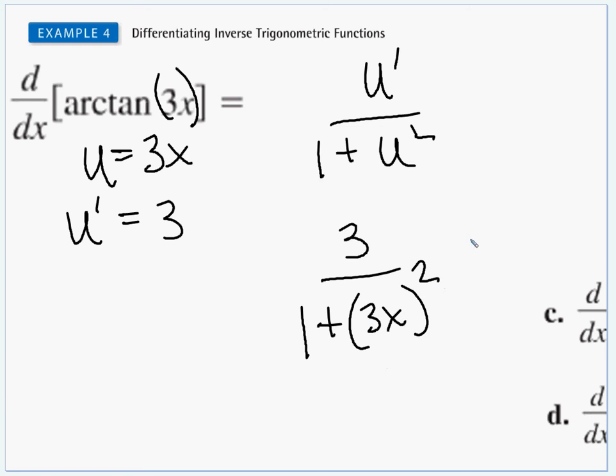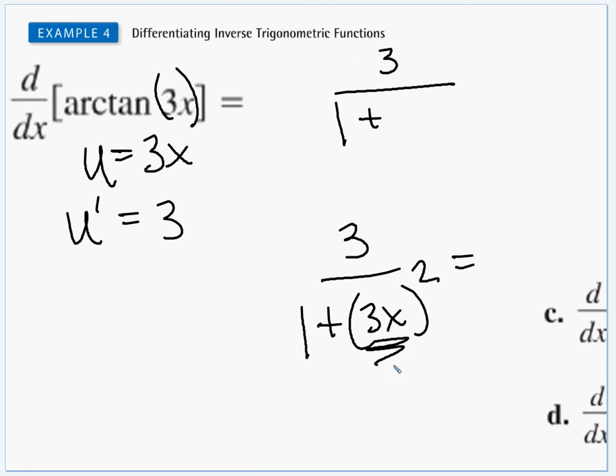Again, I'm going to want to see that simplified. So let me move back up here. So the numerator is just going to stay a 3. Down in the denominator, 1 plus 3x quantity squared is 9x squared. And there's our derivative of arctan 3x.